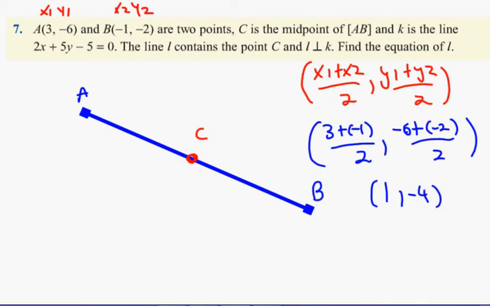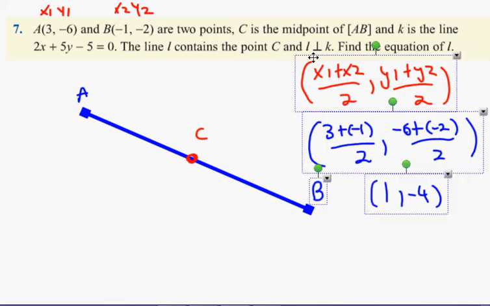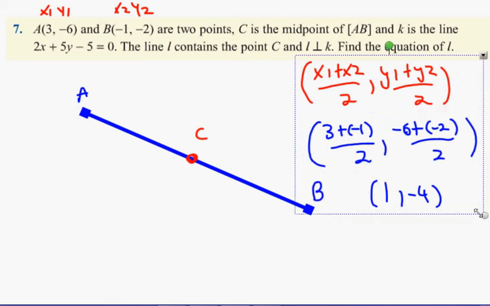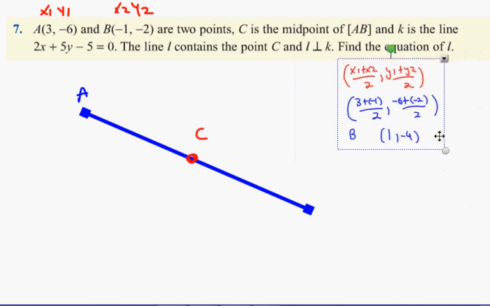Yeah, good. Now, once we figure out that that's 1, minus 4, what we're going to do next is we'll draw that into our diagram. So there's 1, minus 4, that's grand. Now it comes along and says K is a line.